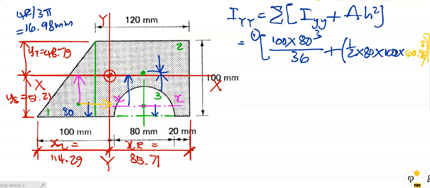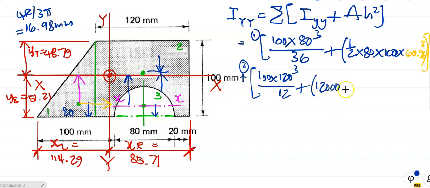And then plus. Plus. Why plus? Because the sum of, right? I'm busy with element number 2. Okay, the rectangle. Right, second moment of area is BD cubed over 12. What's B? So B is 100. So it's 100 times 120 cubed over 12. Plus the area. The area is 120 times 100.